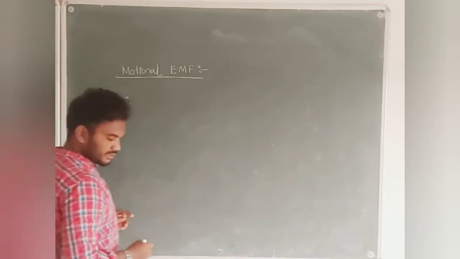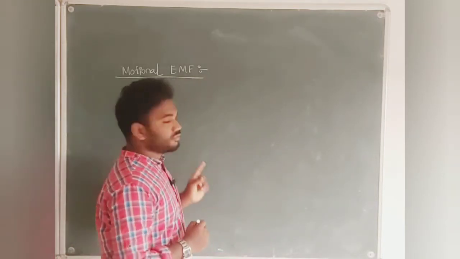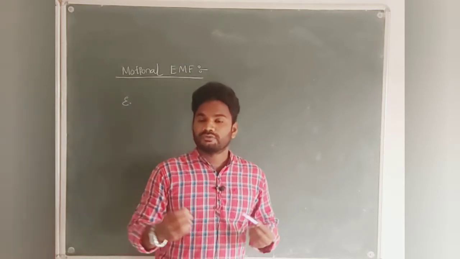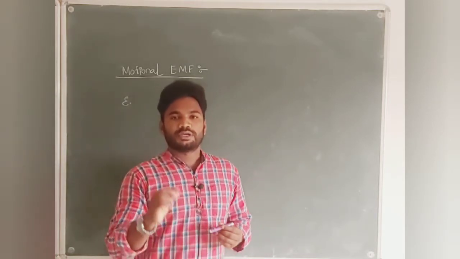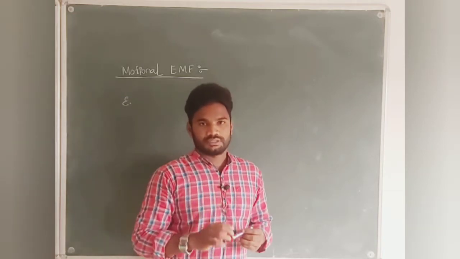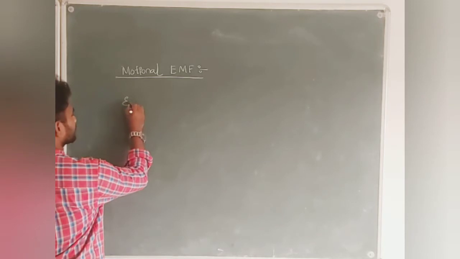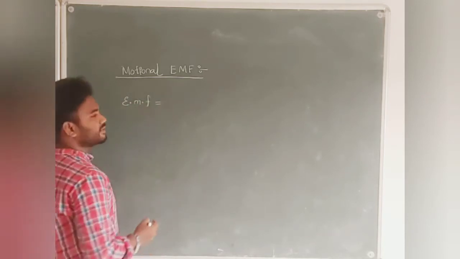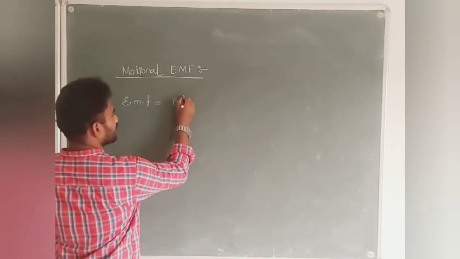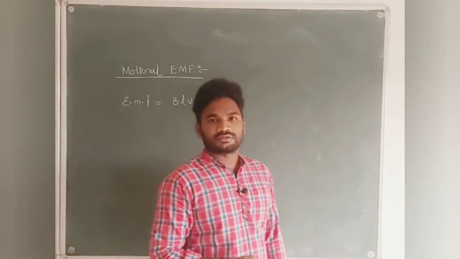You can see in the last video I have posted, motional EMF part 1. In that you will understand how the EMF is produced in the loop, because of the current carrying rod movement. So I will give you the information regarding that formula. Motional EMF is given by BLV. This is the final equation we got here, students.